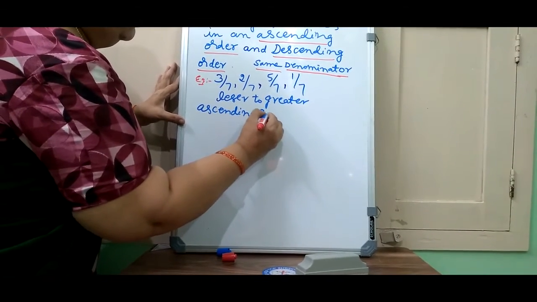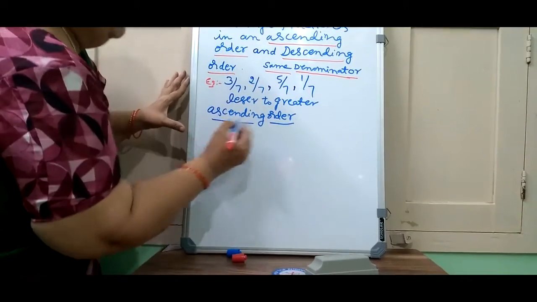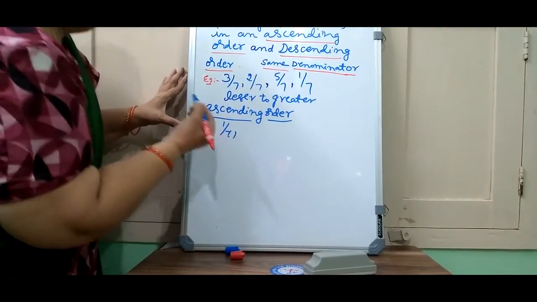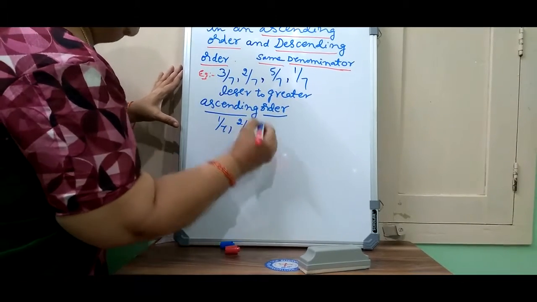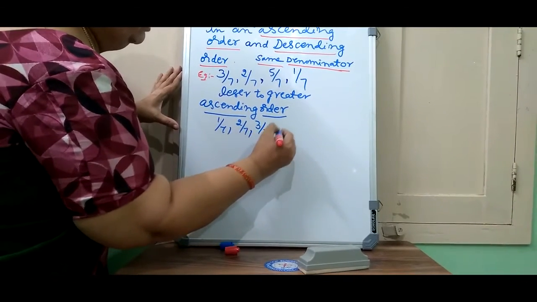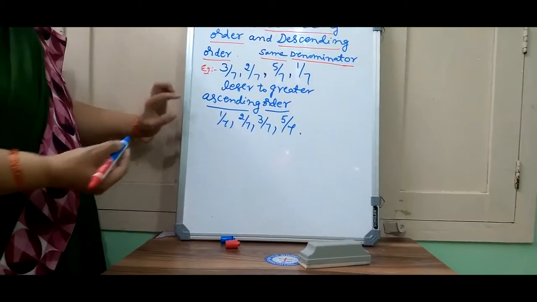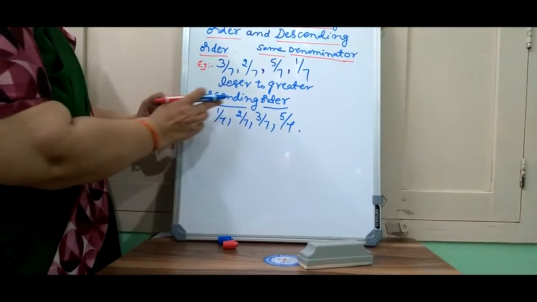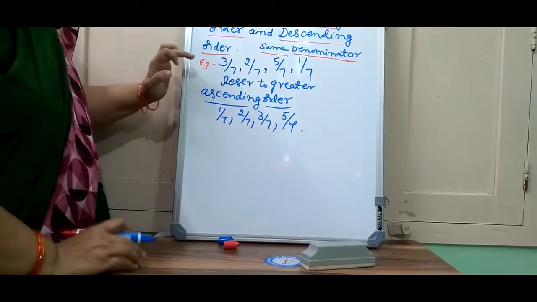Ascending order. So now we can write it. See, 1 by 7 is the least fraction. Next is 2 by 7. Next comes 3 by 7. Next comes 5 by 7. So now we have arranged it. You can see the numerators 1, 2, 3, 5, from the lesser number to the greater number.